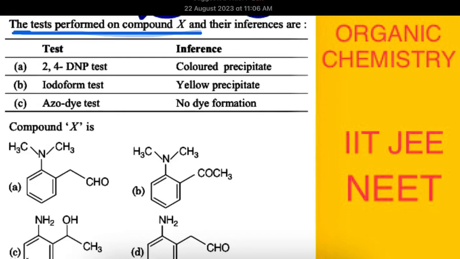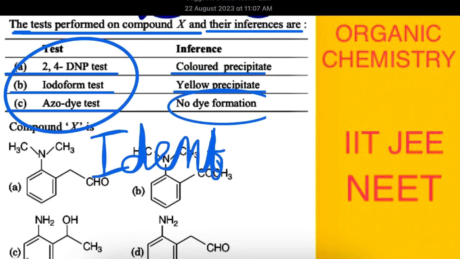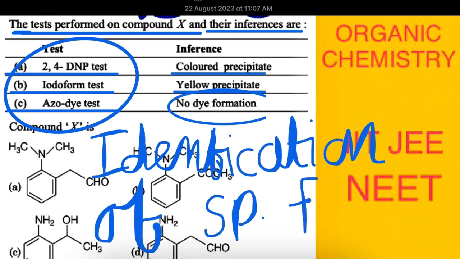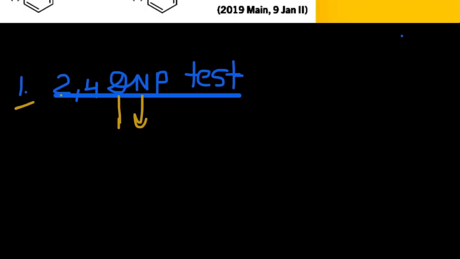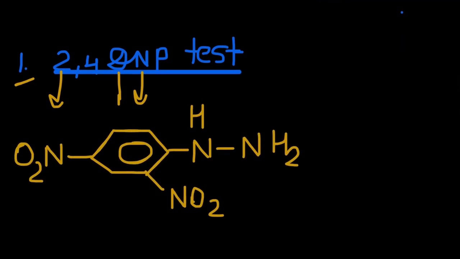The tests performed on compounds and their interfaces. These tests are specifically useful for identification of specific functional groups. First, the 2,4-dinitrophenylhydrazine test. This is the structure of 2,4-dinitrophenylhydrazine. This test is specifically useful to identify the presence of aldehyde and ketone.